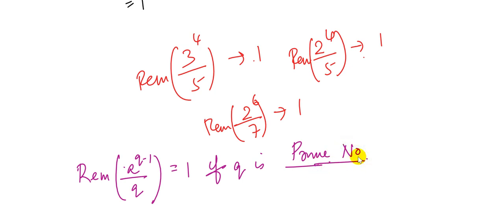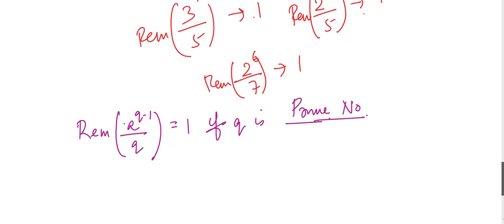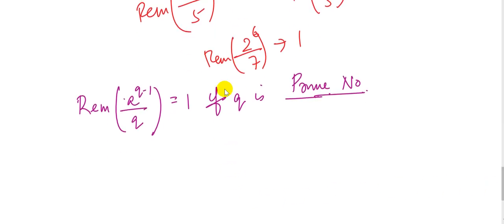If the denominator or the divisor is a prime number and the power is 1 less than that, then a number raised to that power will give you a remainder of 1. Clear? Is it clear? No, sir. Please repeat. Okay, let me go back to the examples again.